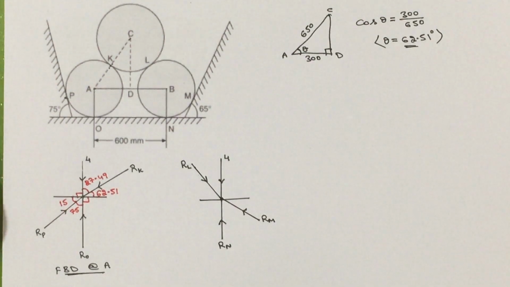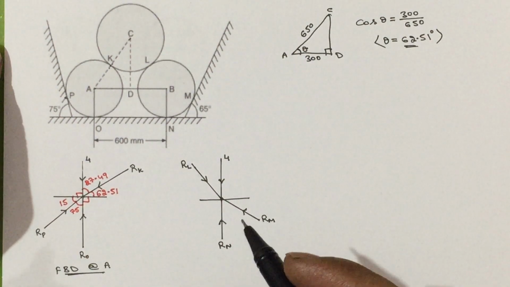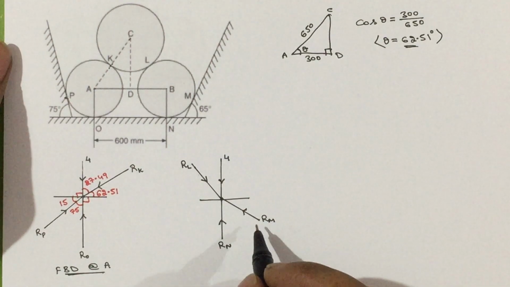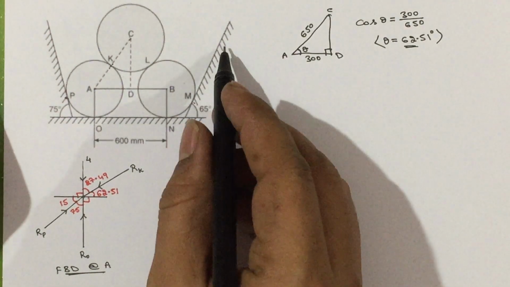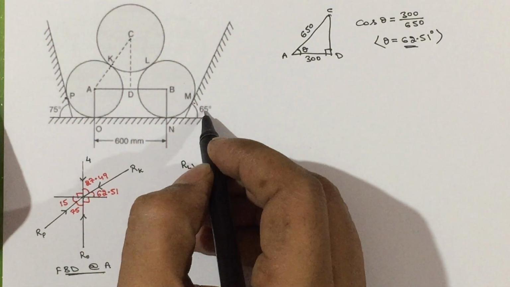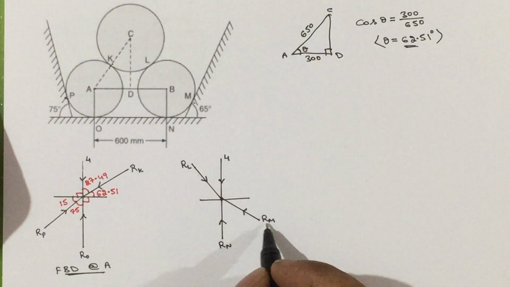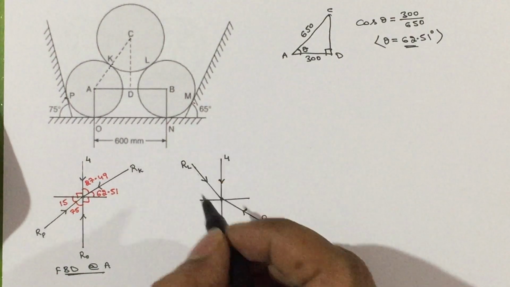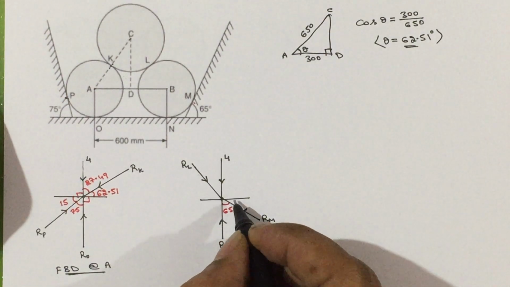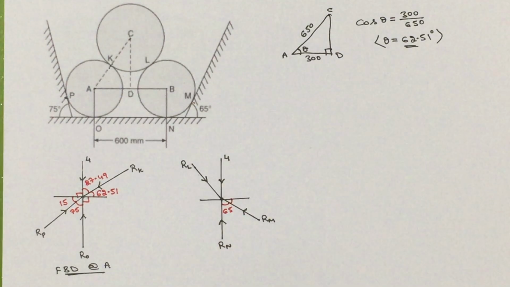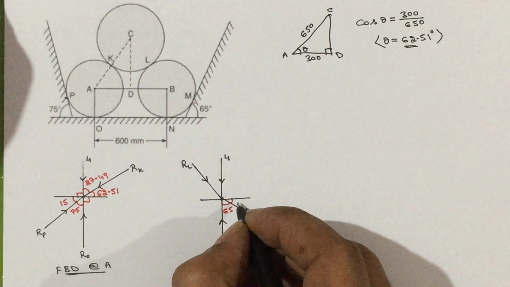Then we need the inclined angle for the inclined forces. RM is the perpendicular line at this particular point. This line is inclined at 65 degrees, therefore the perpendicular line RM will be inclined at the same 65 degrees, but with respect to vertical. If it is 65, then the remaining angle is 90 minus 65, that will become 25.